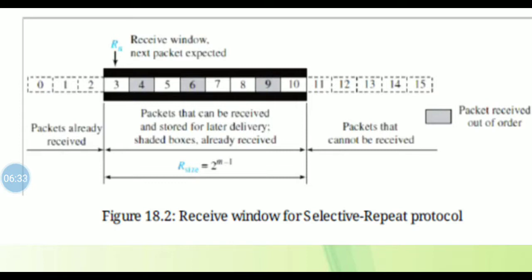Next we'll see about acknowledgements. In Go-Back-N, an acknowledgement number is cumulative. It defines the sequence number of the next packet expected, confirming that all previous packets have been received safe and sound. The semantics of acknowledgement is different in SR. In SR, an acknowledgement number defines the sequence number of a single packet that is received safe and sound.